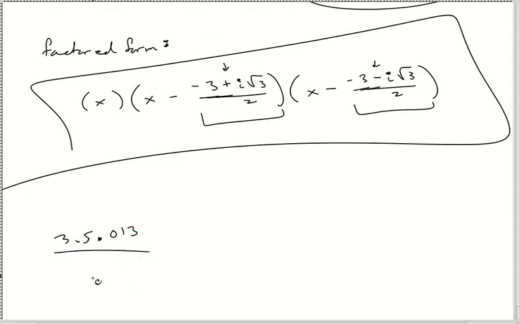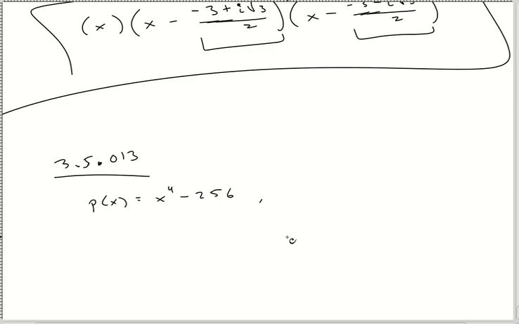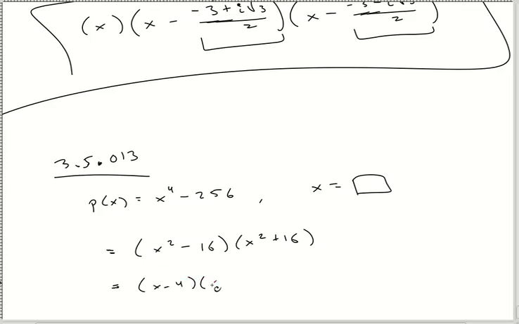35013. So again, p of x is equal to x to the 4th minus 256. Same thing: solve for x, factored form, etc. What I see is that this is something like a perfect square kind of thing. And so I actually factored this as x squared minus 16 times x squared plus 16. And you can factor these down. This one's super easy: x minus 4, x plus 4.